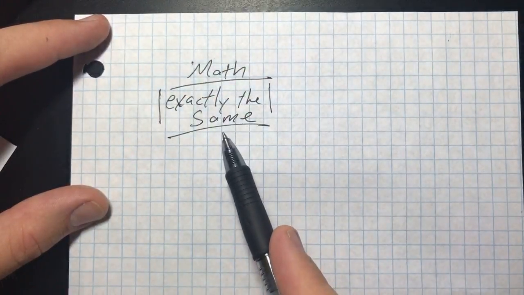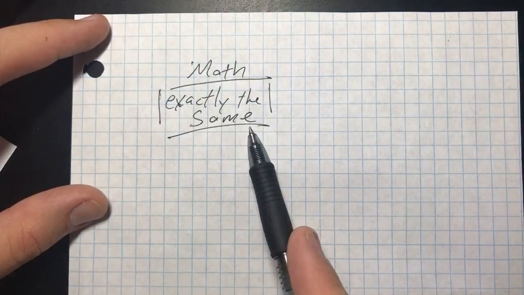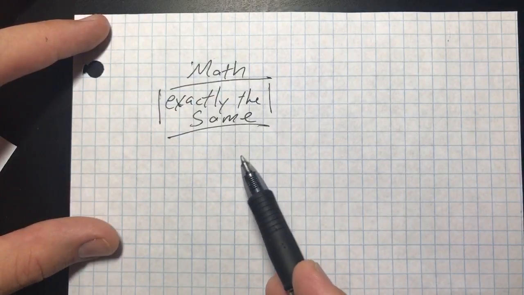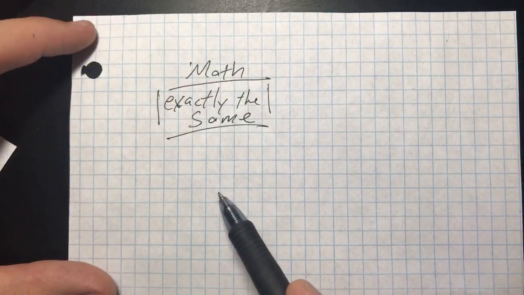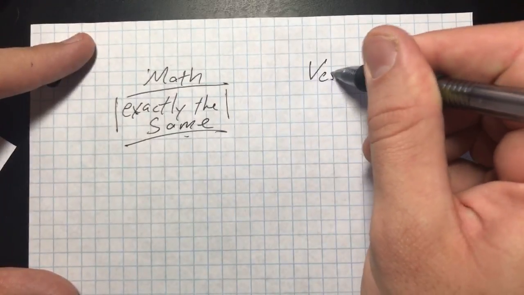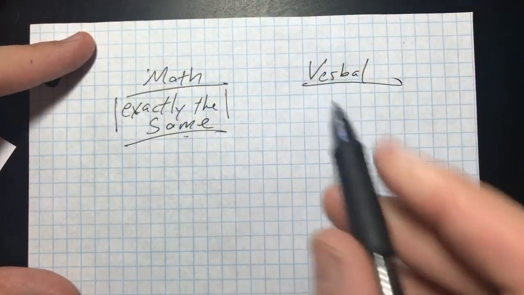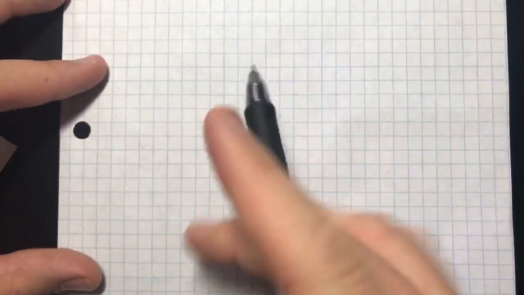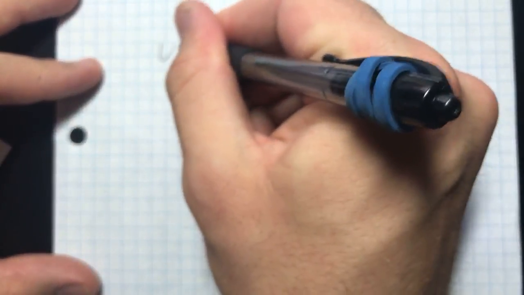So math is exactly the same. Literally exactly the same. It has not changed. If people say it's changed, they're dumb. Okay? It has not changed. The verbal is what has changed. The verbal is what the issue is. So what did it used to be?